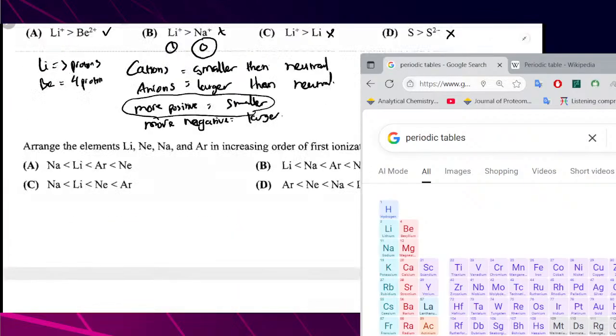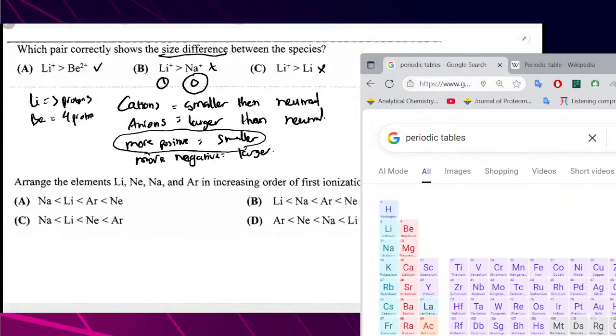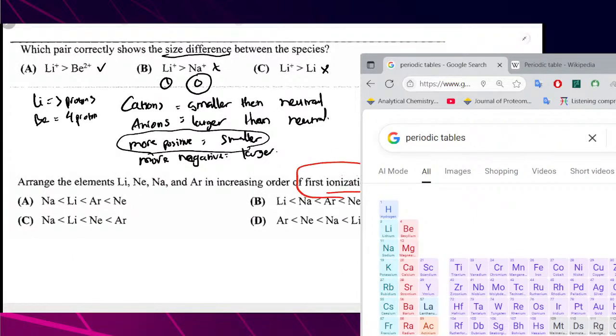Okay, the last question before we move to the practice, but we're going to do practice later on, not now. Arrange the elements Li, Be, N, Na, and Ar in increasing order of first ionization energy. So this one is another concept. We already understand the concept of Zeff. We already have the concept about the atomic radius.